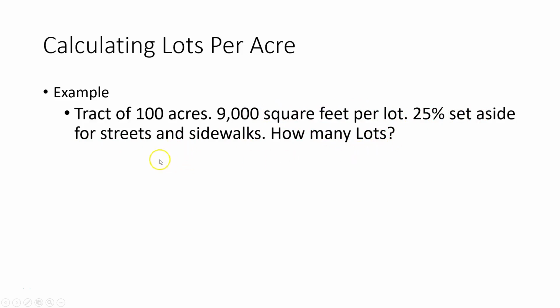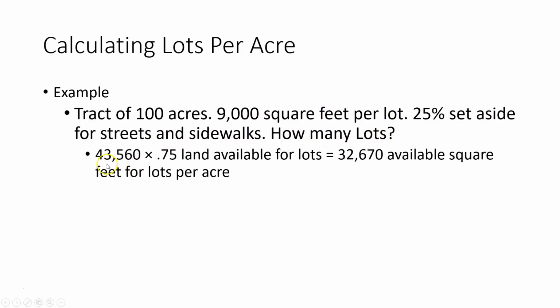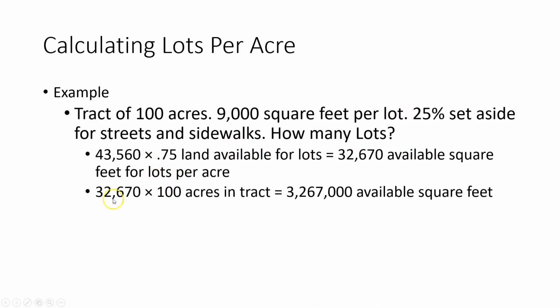There are lots of different ways of doing this, but in this particular case, we look at it per acre: 43,560 square feet in an acre. We take away that 25%, which leaves us 75%, so we multiply by 0.75, which gives us 32,670 available square feet for lots per acre. So 32,670 times 100 gives us about 3.2 million square feet total available for lots.